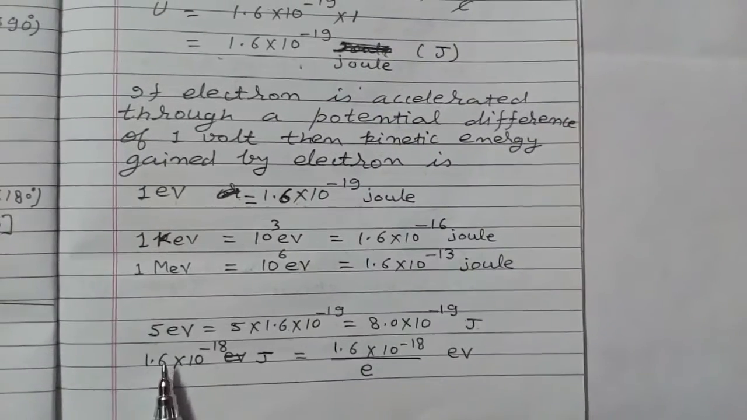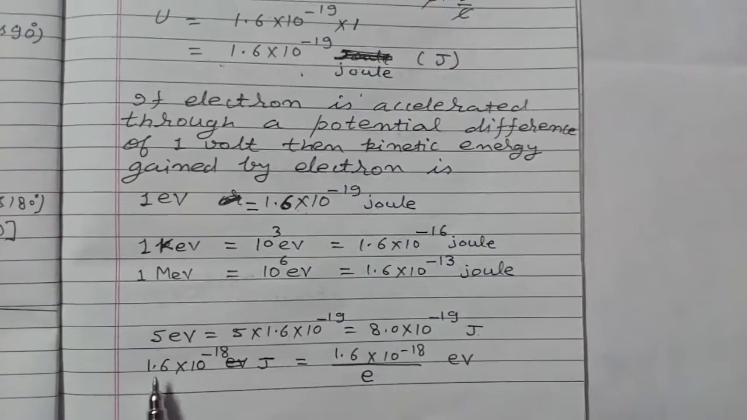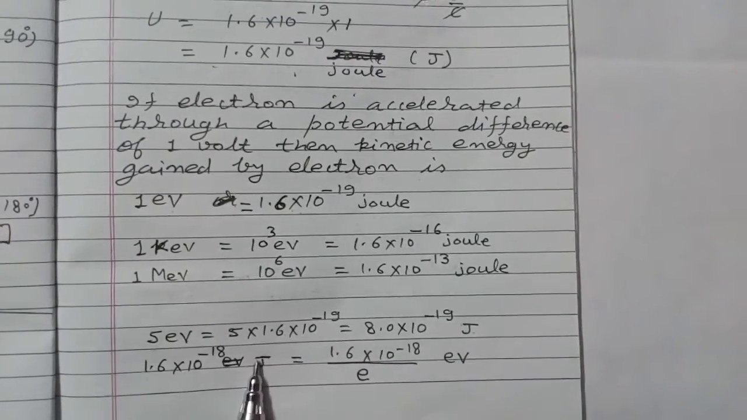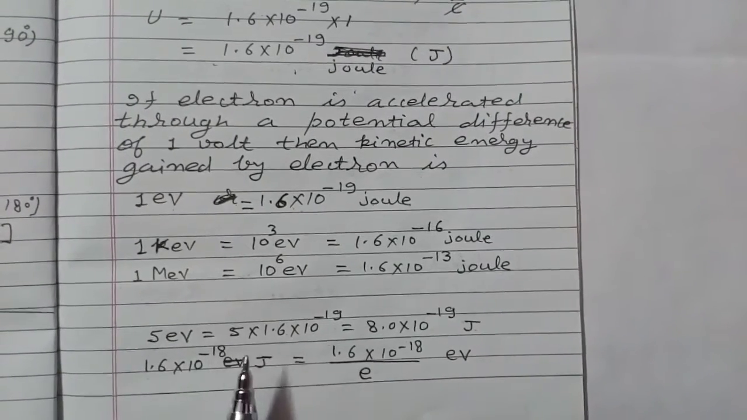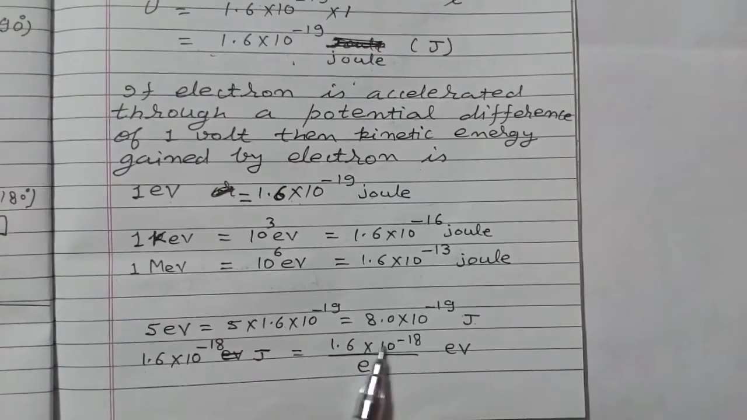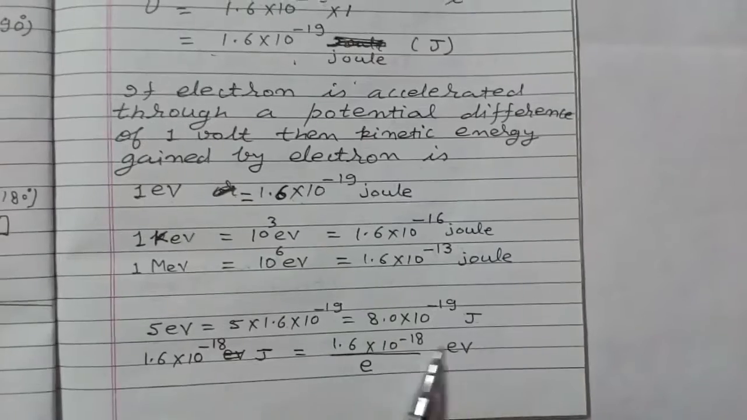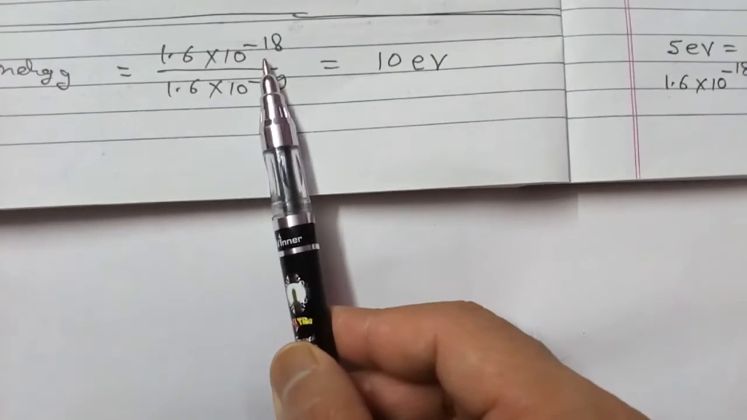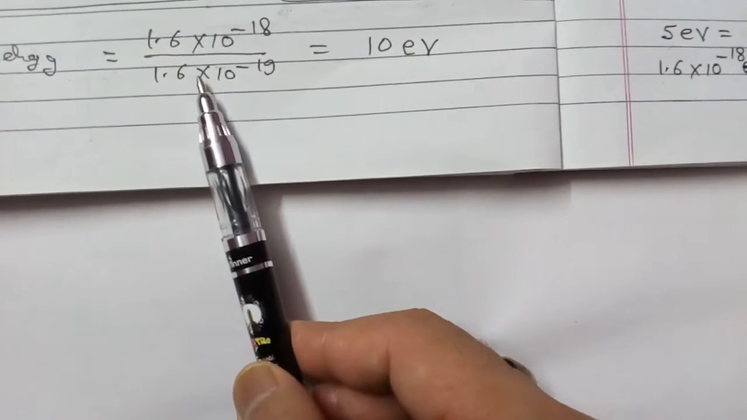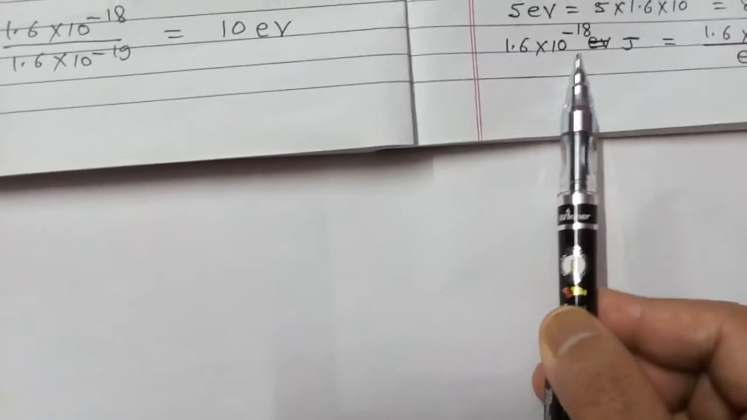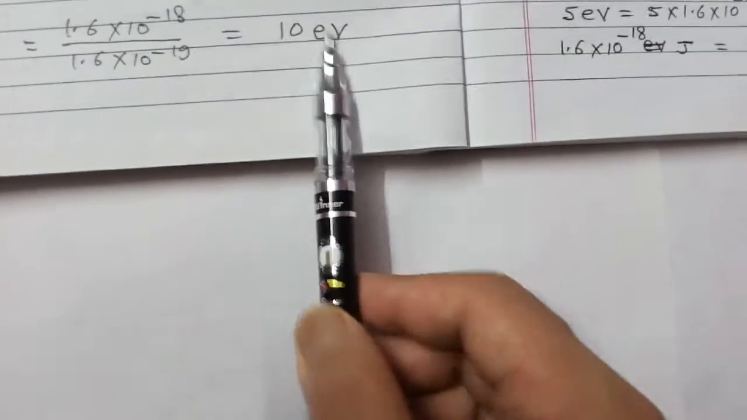Now suppose we want to convert joule into electron volt. Suppose potential energy is 1.6 into 10 to the power minus 18 joule. Then we will divide it by E. So this is equal to 1.6 into 10 to the power minus 18 divided by E, and unit will be electron volt. So on calculating, this is equal to 1.6 into 10 to the power minus 18 divided by 1.6 into 10 to the power minus 19, this is equal to 10 electron volt. So 1.6 into 10 to the power minus 18 joule is equal to 10 electron volt.